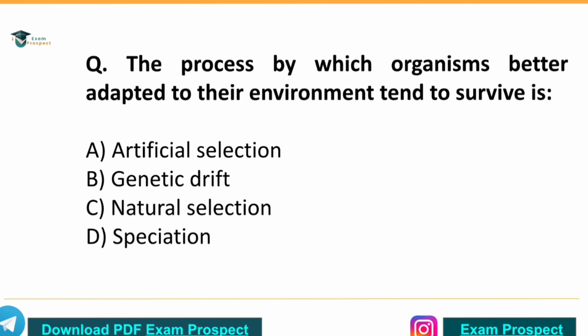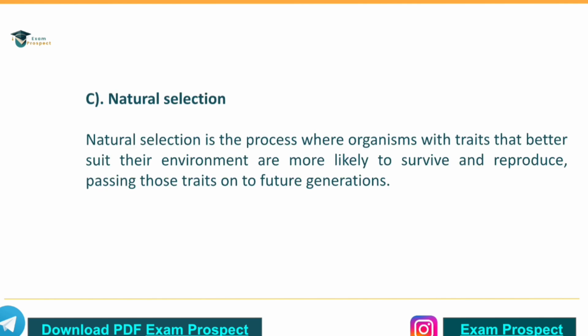Next question, the process by which organisms better adapted to their environment tend to survive is? Correct answer is option C, natural selection. Natural selection is the process where organisms with traits that better suit their environment are more likely to survive and reproduce, passing those traits on to future generations.